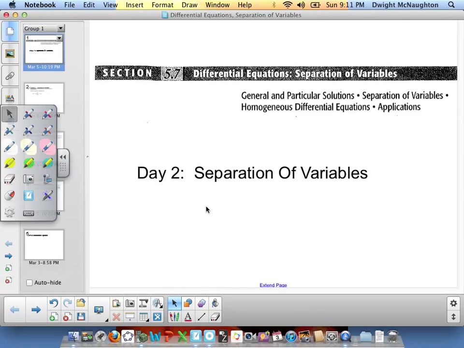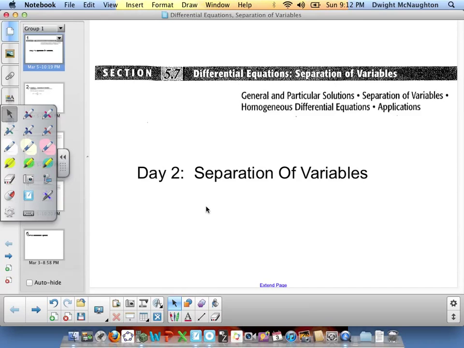Chapter 5.7, Differential Equations. Day 2, Separation of Variables. Yesterday we looked at a differential equation and we verified whether a solution worked or did not. Today we're going to look at how you find a solution to certain types of differential equations. There's lots of types of differential equations out there. We're just going to look at the ones where you can solve using separation of variables.